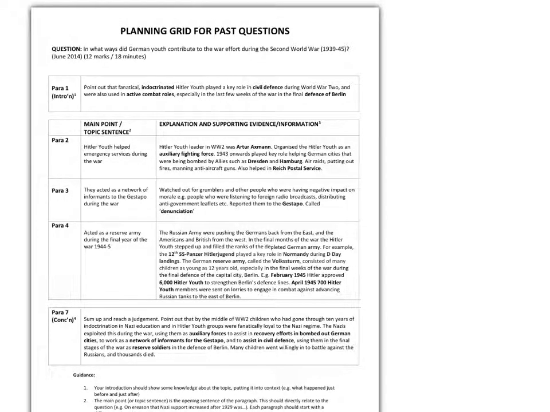This walk and talk through a model plan is a question that was on the 2014 paper. The question, as you can see, is: in what ways did German youth contribute to the war effort during the Second World War, 1939 to 45? It was, I think, question 4, which was a 12 marker, which you would need 18 minutes to write an answer to. To be quite frank, this was a pretty tough question, and I would imagine that many students across the whole country would have really struggled with this one.